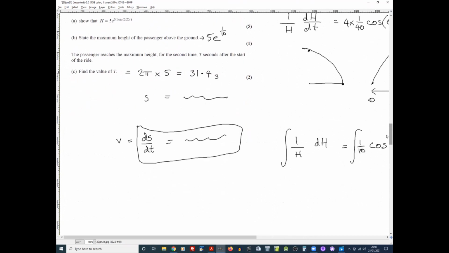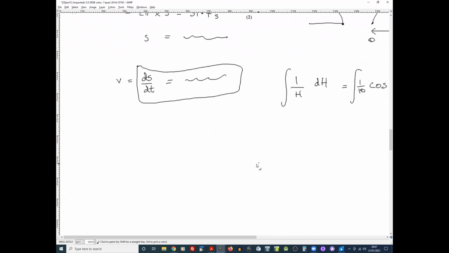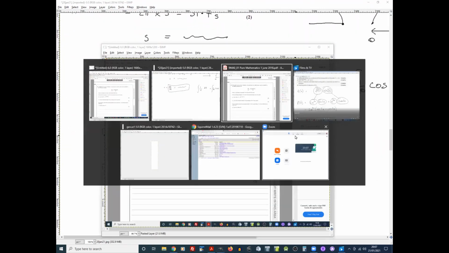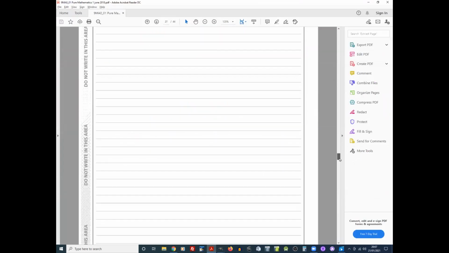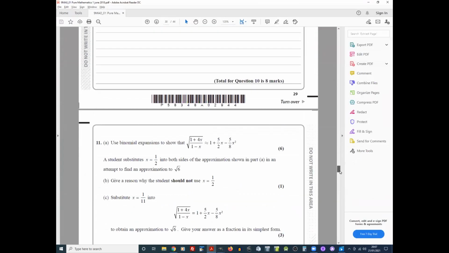And other methods, of course, for other kinds of differential equation. But that's the only one you need in the syllabus. Right. So next.